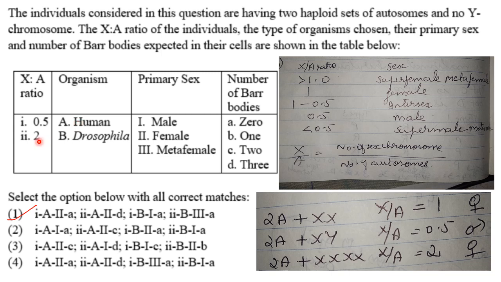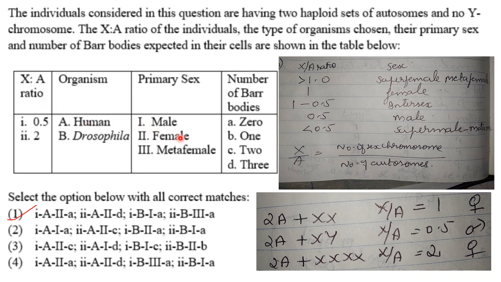So, coming to Drosophila first. 0.5 Drosophila is a male and number of bar bodies is 0. There are no bar bodies in Drosophila. 2 Drosophila is a meta female and number of bar bodies is 0. So 1B, 1A, 2B, 3A. That is correct. Now coming to humans.